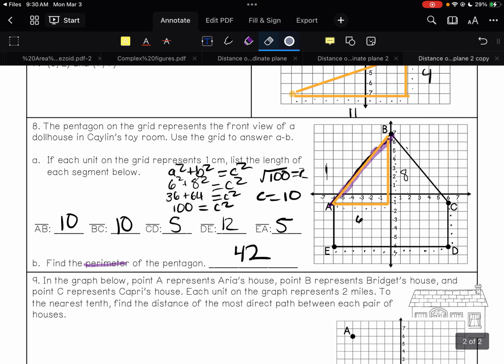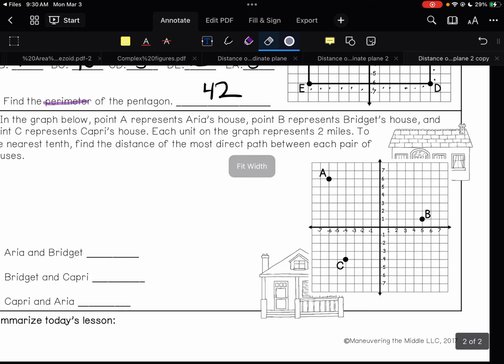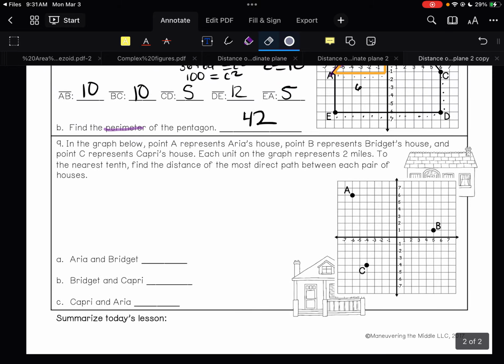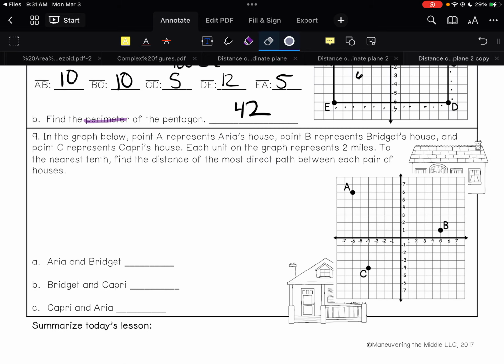Our next question, I'm going to have you solve on your own. You can go ahead and pause it and try and solve now, or I'll walk you through it just a tiny bit. In the graph below, point A represents Aria's house, point B represents Bridget's house, and point C represents Capri's house. Each unit on the graph represents 2 miles. To the nearest tenth, find the distance of the most direct path between each pair of houses.